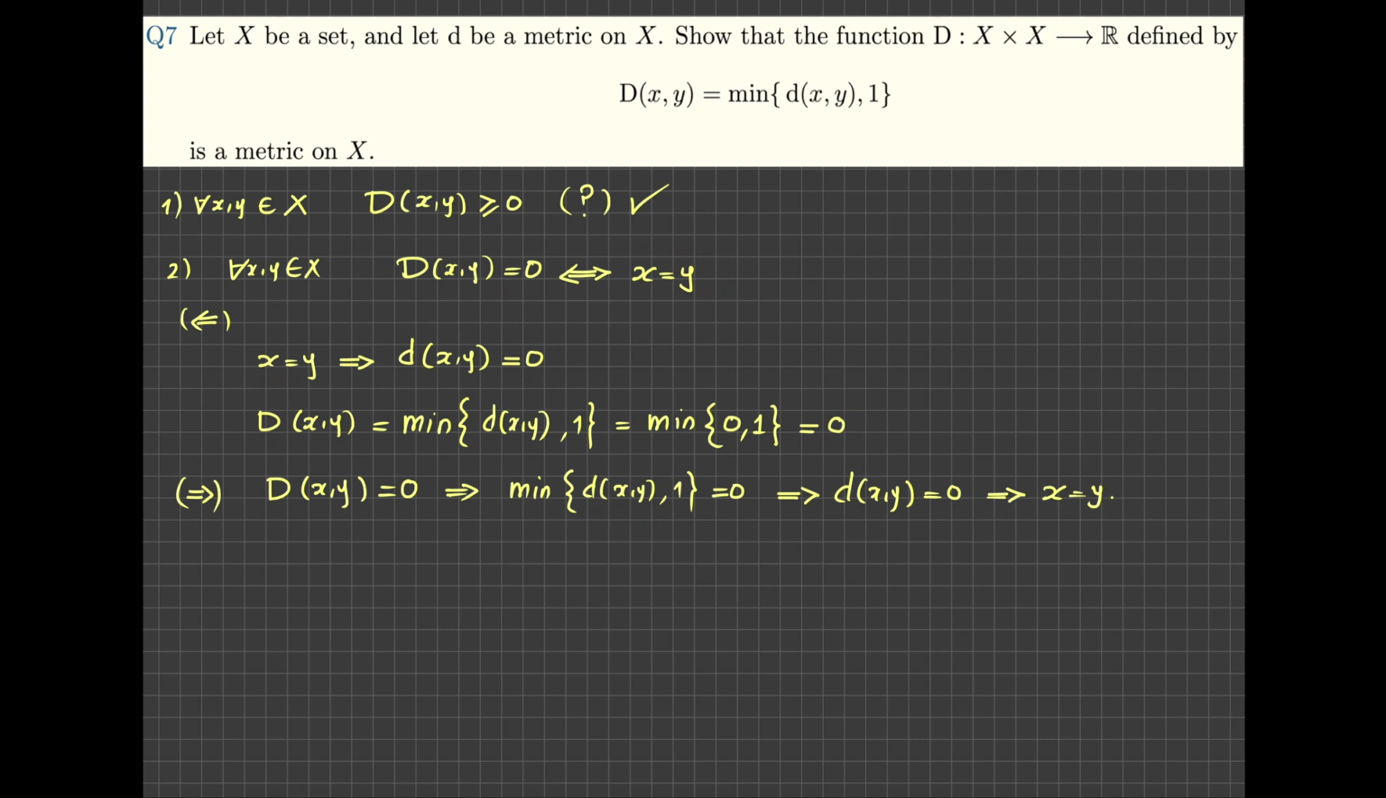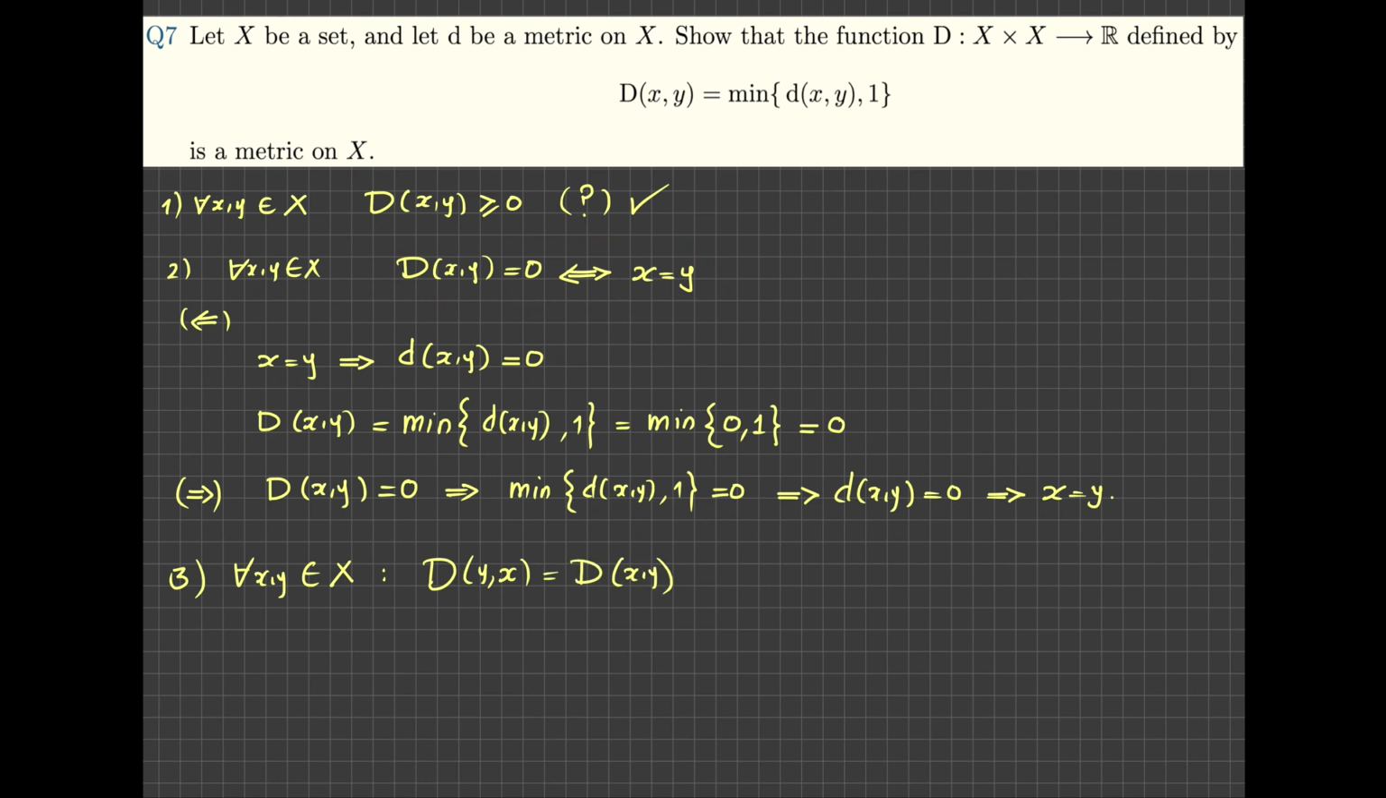So we realize that this is true for all choices of X and Y in the set X. Okay, number 3 is the symmetric property. So we need to show that for all X and Y in X, capital D acting on Y and X is equal to the capital D acting on X and Y.